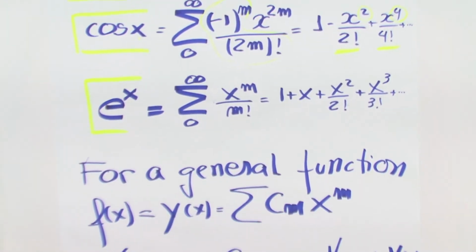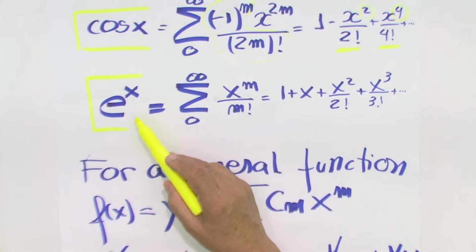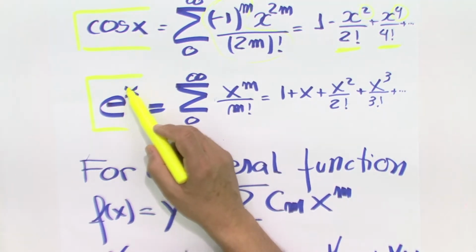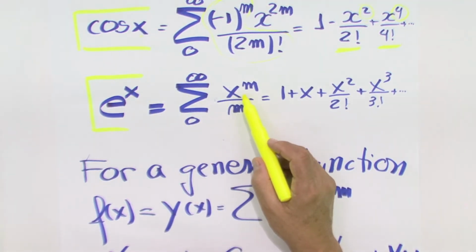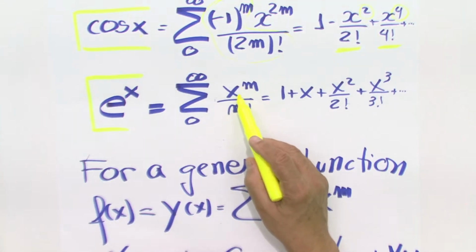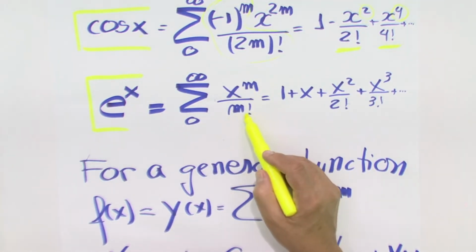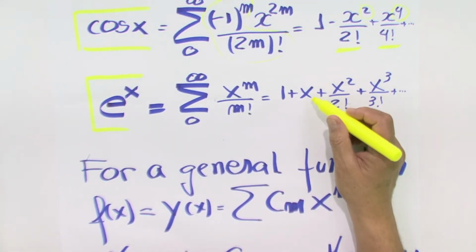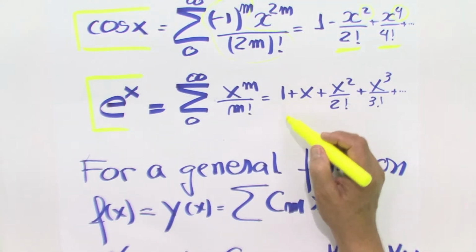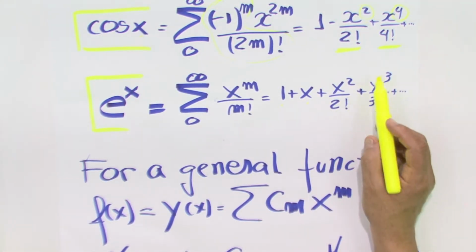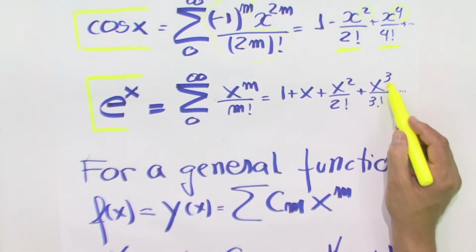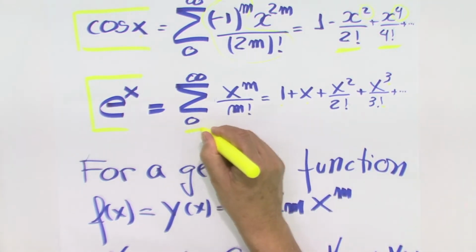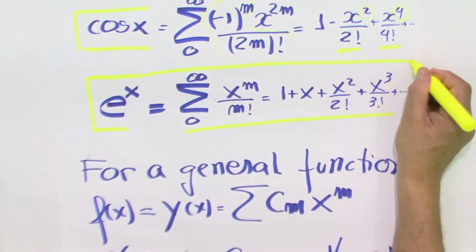It appears everywhere, right? And the exponential function is also a very interesting series. The exponential of x is the series of x to the m power divided by m factorial. So 0 factorial we know is 1. 1 factorial is 1 as well. So I have 1, I have x, and then I have x squared divided by 2 factorial, x cubed divided by 3 factorial, and so on. So that's also another example of an important series, which is the exponential function.